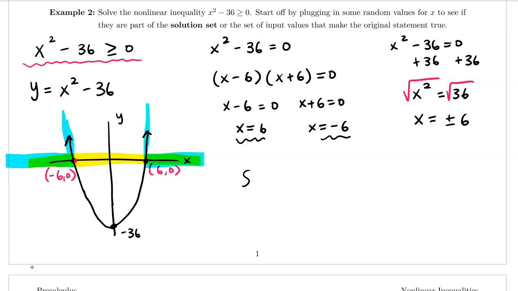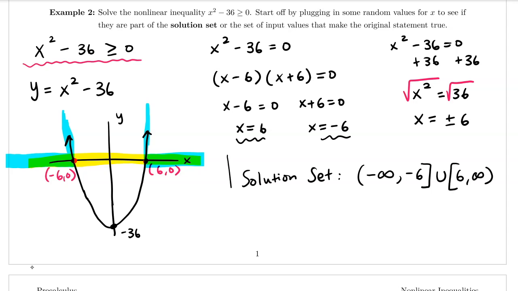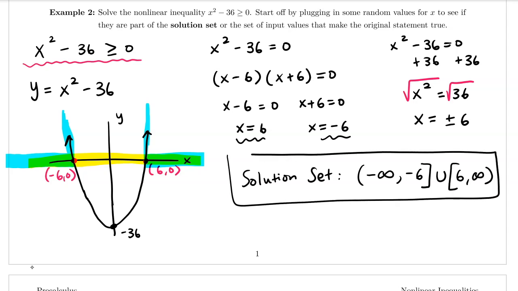So let's go ahead and write that in interval notation. Our solution set is going to be negative infinity to negative 6. And because we're greater than or equal to 0, I'm going to include negative 6. And then we have union, bracket 6, infinity. And here is our solution set for this example.